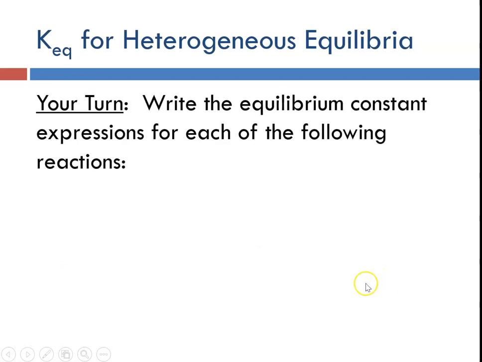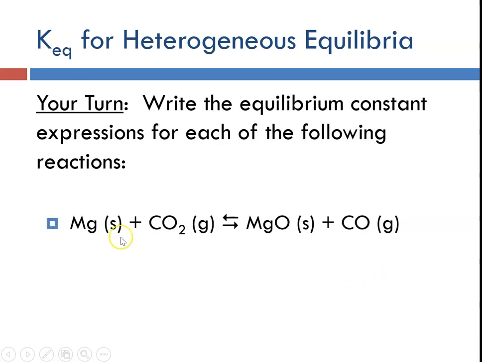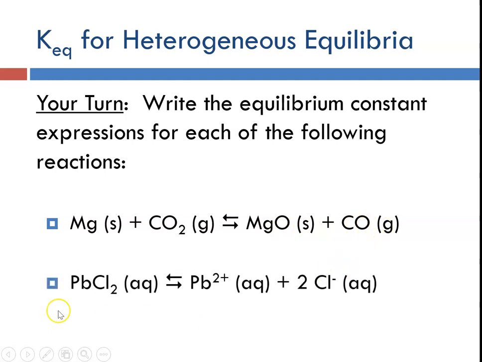Your turn. Write the equilibrium constant expressions for each of the following. Magnesium plus carbon dioxide to produce magnesium oxide and carbon monoxide, and lead chloride decomposing to form lead and chloride. I could let you do this, but I'm going to solve it for you. So give me a moment.